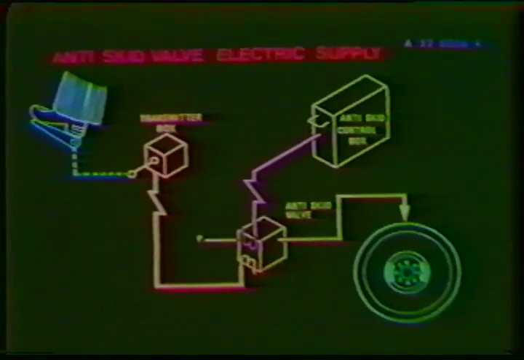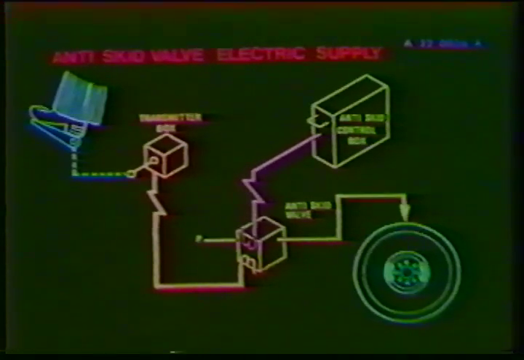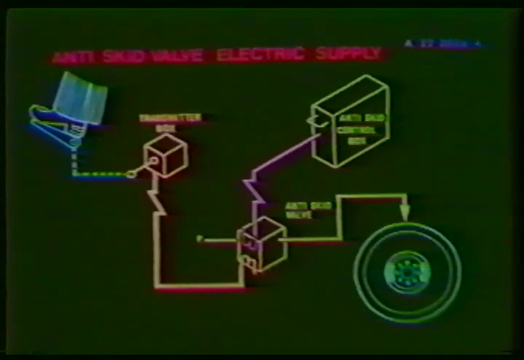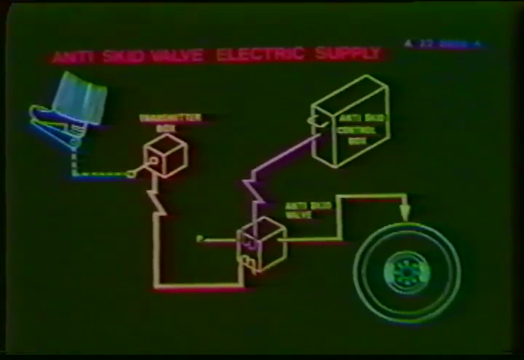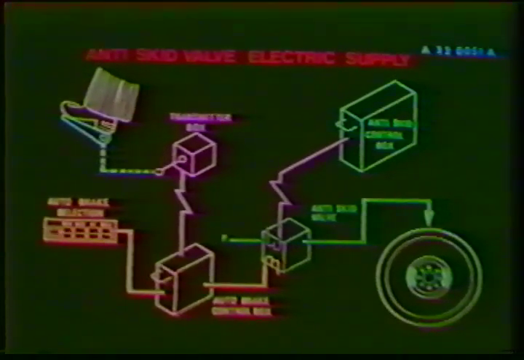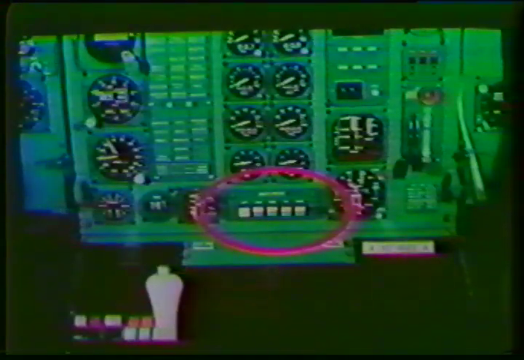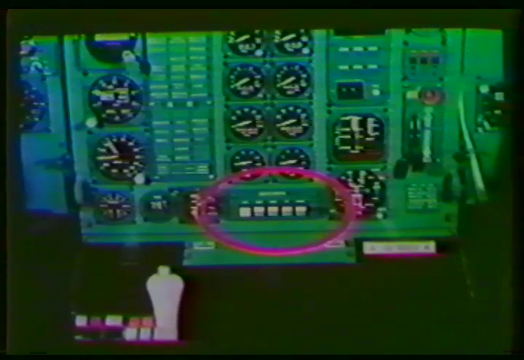As a reminder first of the operation without an auto brake system, the brake signal is initiated by the pilot and transmitted to the anti-skid valve. The anti-skid control box will modify the brake signal to prevent locked or skidding wheels. With an auto brake system, the braking order is initiated by the auto brake control box. It is operational only when using the normal brake system.